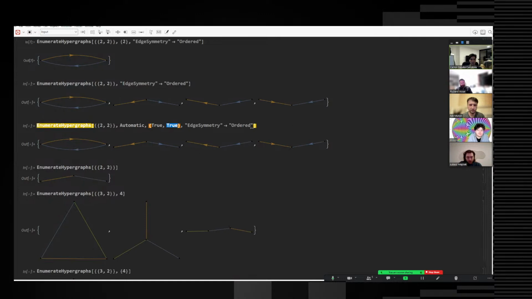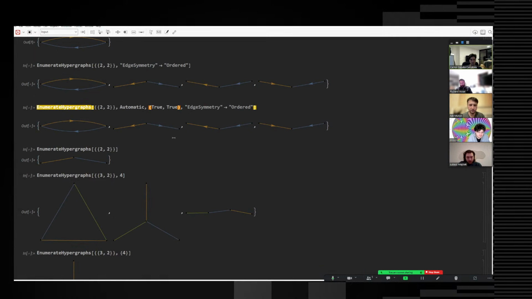And okay, so you can change those options. You can make them unconnected, and I'll show you some examples. You can change the symmetry type of the edges, like this one. By default, everything is unordered at the moment. So if you just enumerate a simple connected undirected hypergraph, that's the only one, right? So that's why you only get that one.